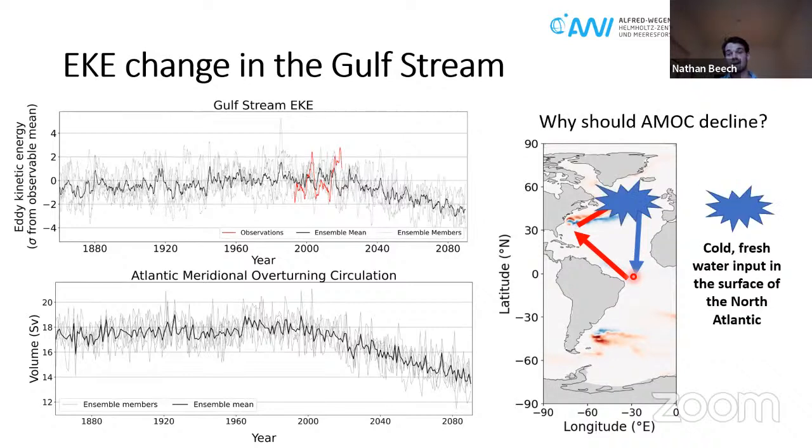And so why should that decline? Well, again, the very brief answer would be an influx of cold, fresh water at the surface of the North Atlantic, which would just back up the whole circulation system. At least that's what's theorized. And that could result in less eddy activity since there's less water flowing through this current. So that's a lot of speculation, though.